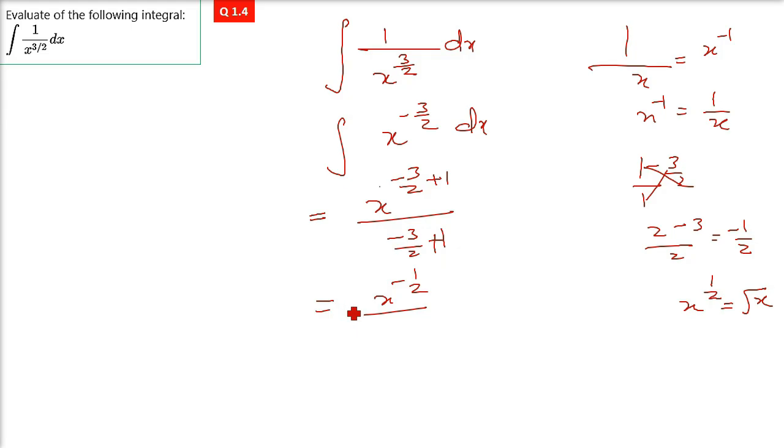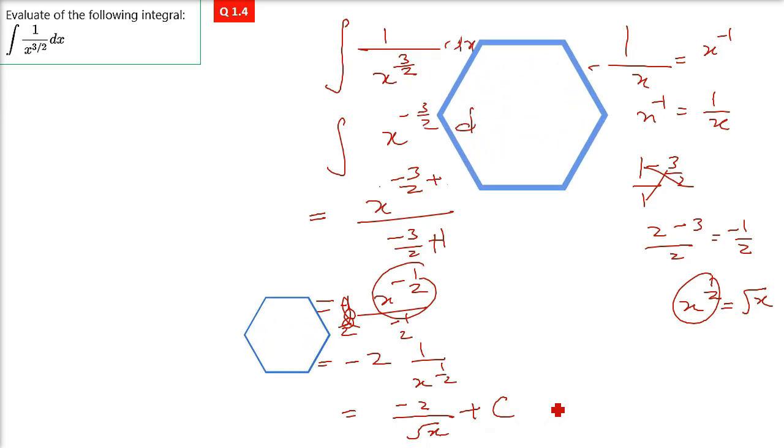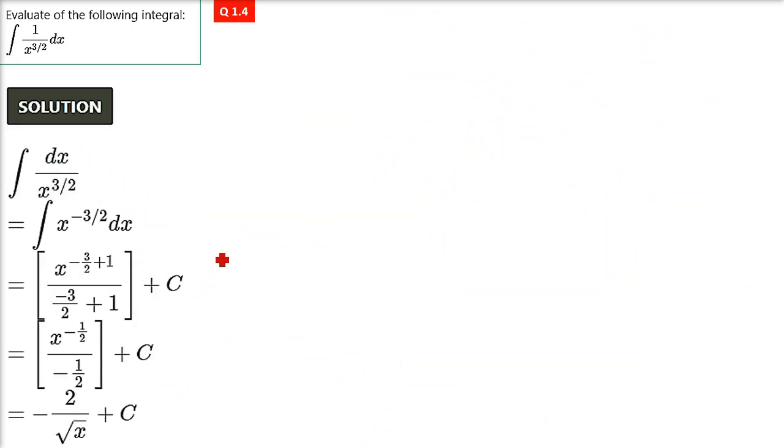Again negative half in the denominator, so this 2 will go up. This is not minus half, 2 will go up. So I'll just cancel this. So this negative 2 will go up. Final result is negative 2 divided by x raised negative half, which comes in the denominator. It is x raised half, which is root x. So negative 2 divided by root x is the final result, but there is one more thing remaining, which is the plus c, constant of integration. So this is the result. This is how we have done.